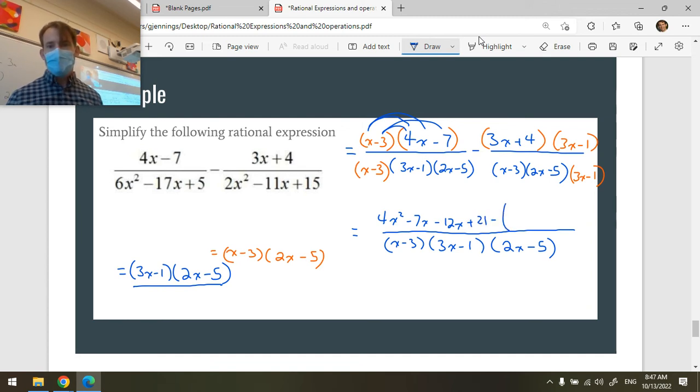3x times 3x gives me 9x squared. 3x times negative 1 gives me minus 3x. 4 times 3x gives me plus 12x. And 4 times negative 1 gives me minus 4. Done. Fit it all in.